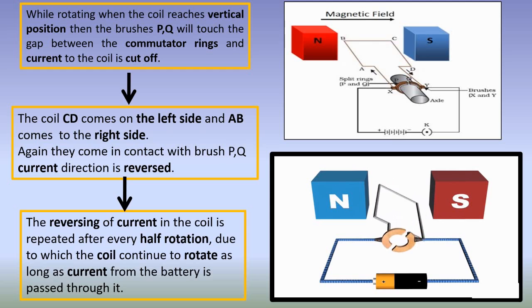as long as the current from the battery is passed through it. That means till the battery is alive, the coil will continue to rotate and the mechanical energy will be produced.